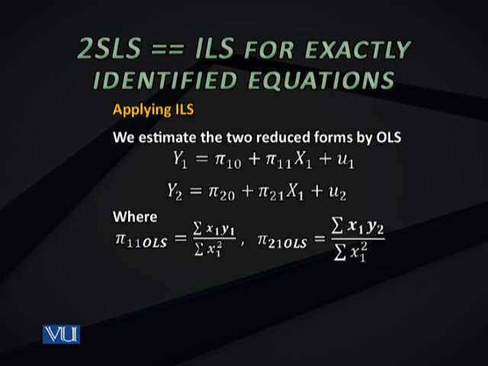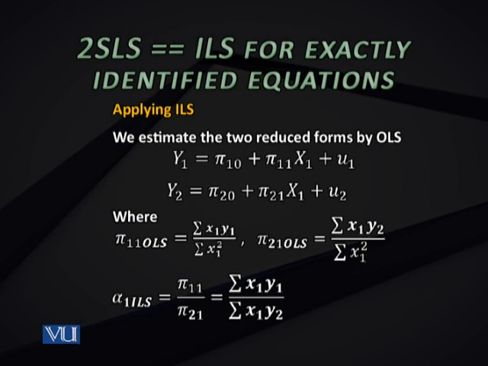Remembering this expression, you can easily see that pi 1 1 can be expressed as summation x1 y1, small letters, remember the deviation form, over summation x1 square, and pi 2 1 can be expressed as summation x1 y2 over summation x1 square from the second equation. So these two expressions provide the OLS estimates of pi 1 1 and pi 2 1. And if you divide pi 1 1 by pi 2 1 from the previous slide, you know that it is equal to the parameter alpha 1 by ILS.